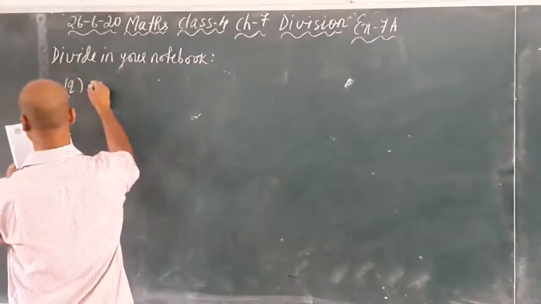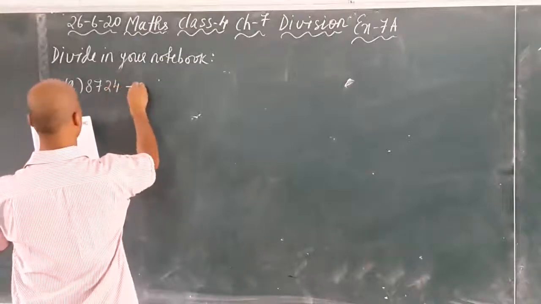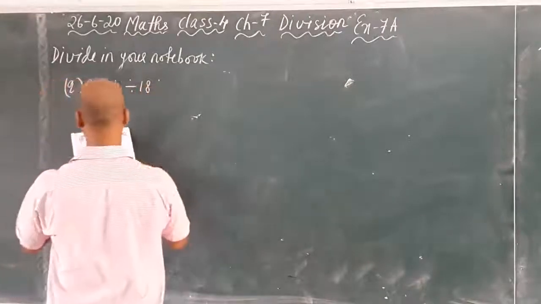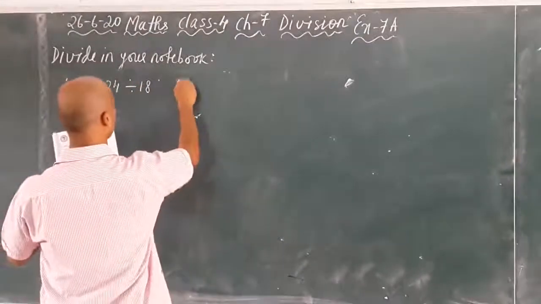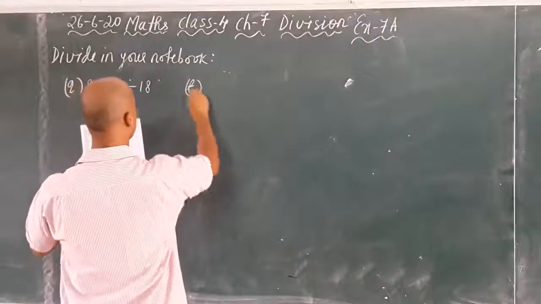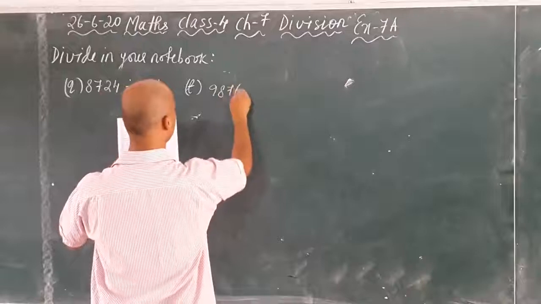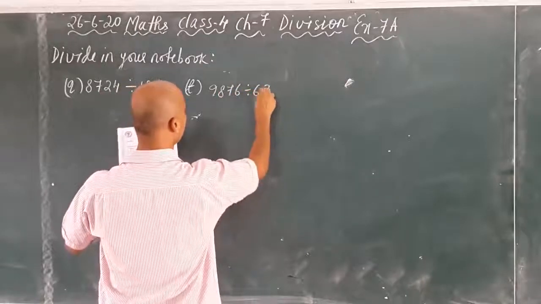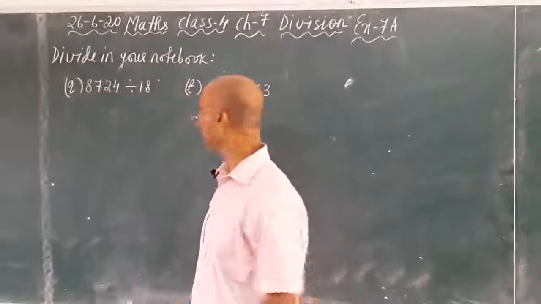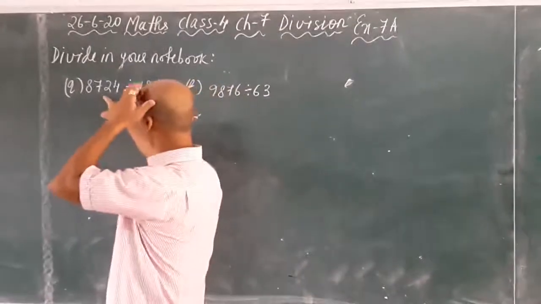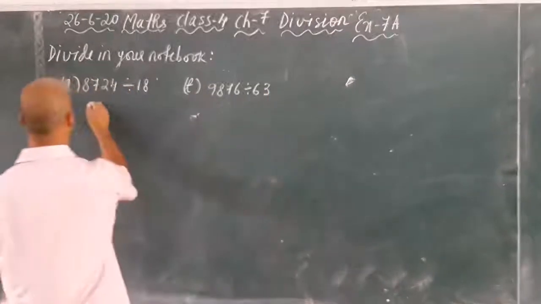We'll do question number Q, 8724 divided by 18. Okay, and then last we'll do number T, that is 9876 divided by 63. Okay, so first is question number Q, 8724 divided by 18.